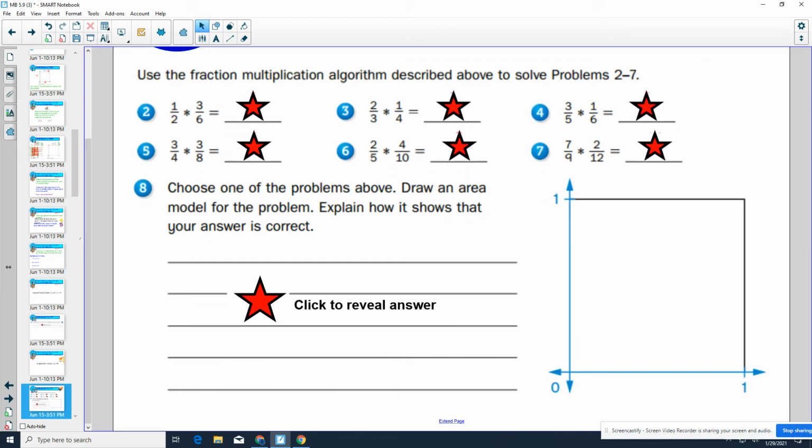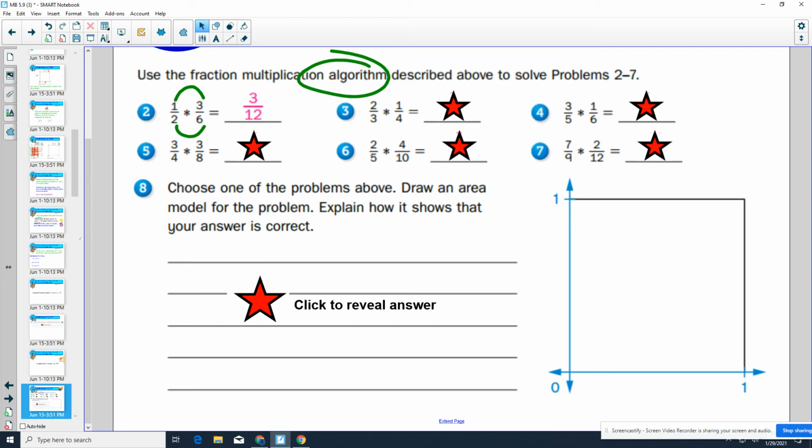So it's not asking us to simplify, just asking us to use the algorithm. So that means we don't have to use the area model. We're just simply multiplying straight across. So when I look at this one, I know I'm just doing numerator times numerator, denominator multiplied to denominator. So 1 times 3 is 3, 4 times 3 is 12. Okay, and I get 3/12. So that's what you're going to do there.